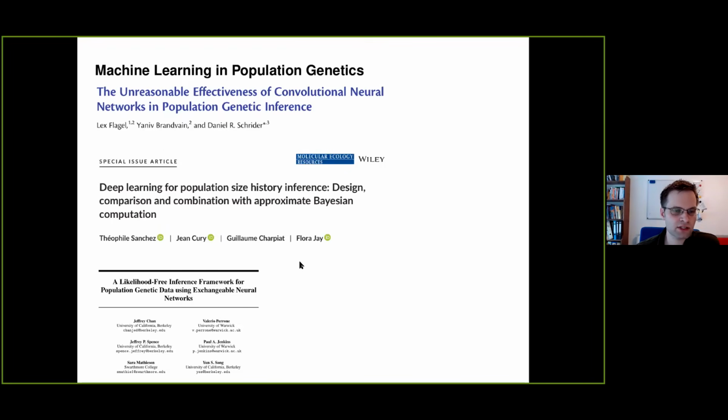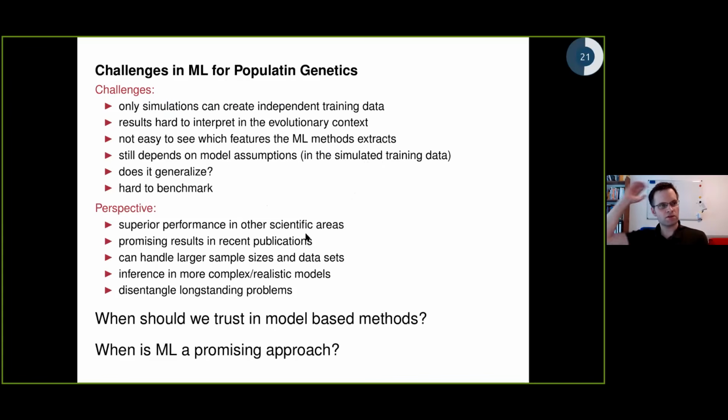And then here, the group of Laura J. in Paris is really doing some very cool stuff, combining approximate Bayesian computation and deep learning in population genetics. So the main challenges for machine learning in population genetics are the following.